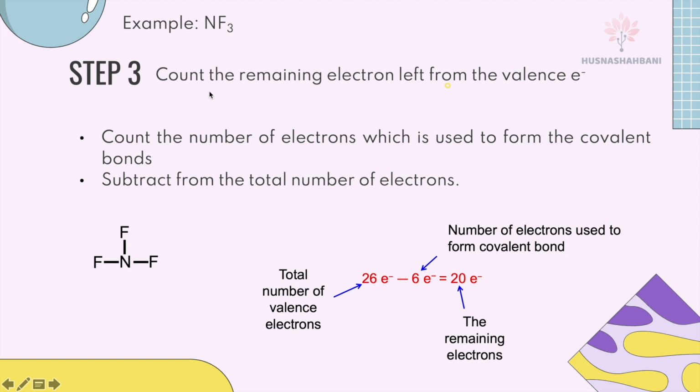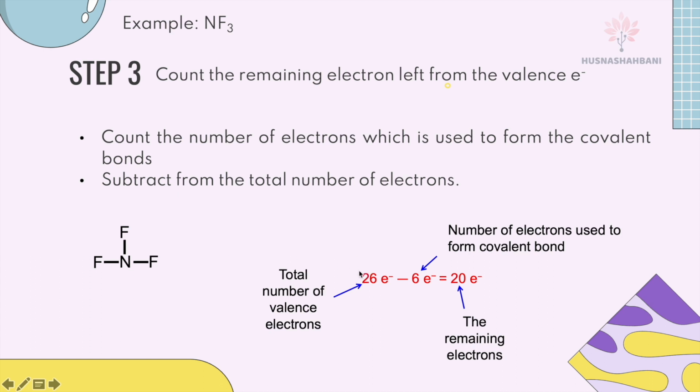Step number 3. Count the remaining electrons left from the valence electrons. Now we have the total number of valence electrons from step 1, 26 electrons. And then count the number of electrons which are used to form the covalent bond. Step 2, you draw the skeletal structure of NF3. So this N has bonded to 3 fluorine atoms, 1, 2, 3. One bond means 2 electrons. When you have 3 bonds, means you have used 6 electrons in bonding.